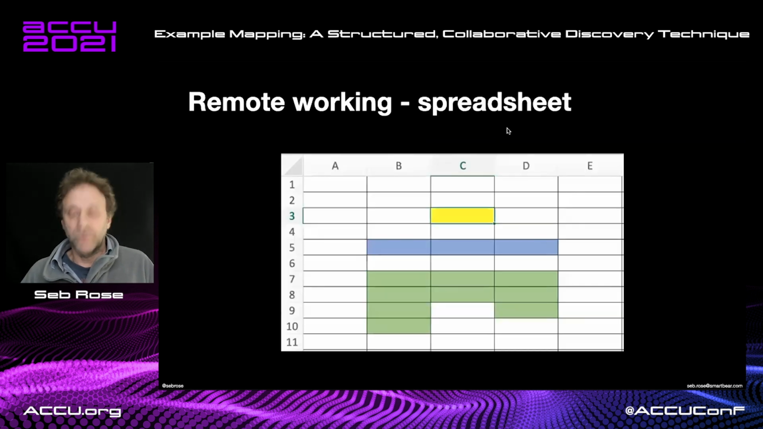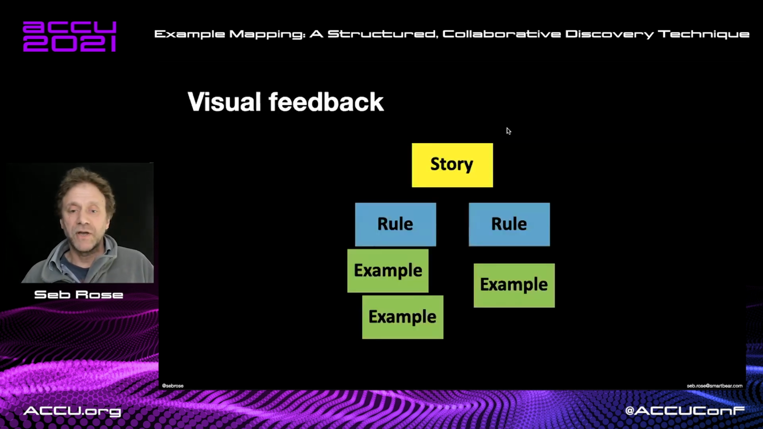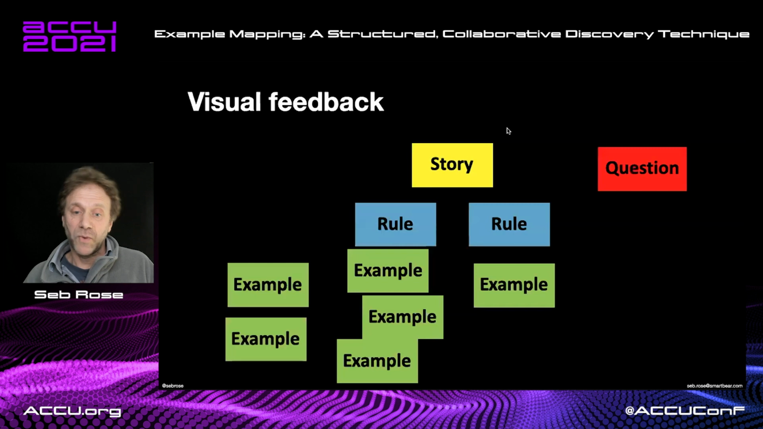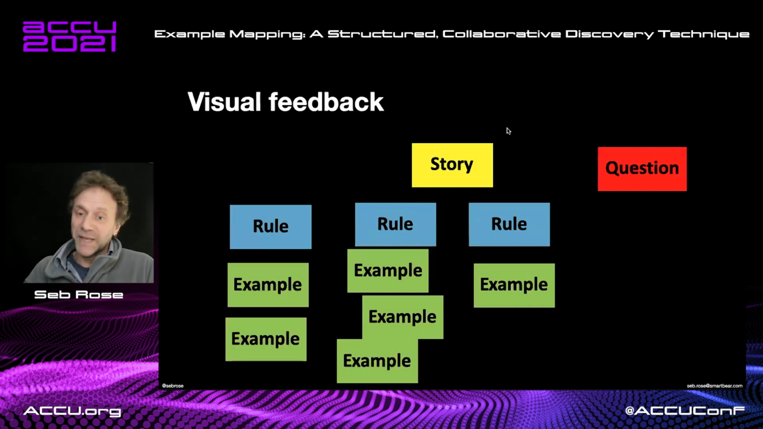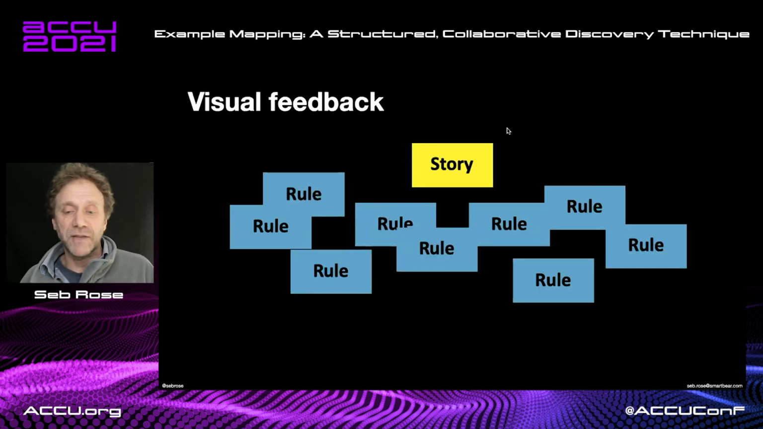If, however, you have a story that looks a bit like this, maybe you've got the right number of rules. Each rule has got sufficient examples. There's one outstanding question. Maybe it's a vague one that doesn't need answering. Now maybe we're ready to start working on this story. And this visual feedback that you get from the finished or the partially complete story map is extremely valuable.